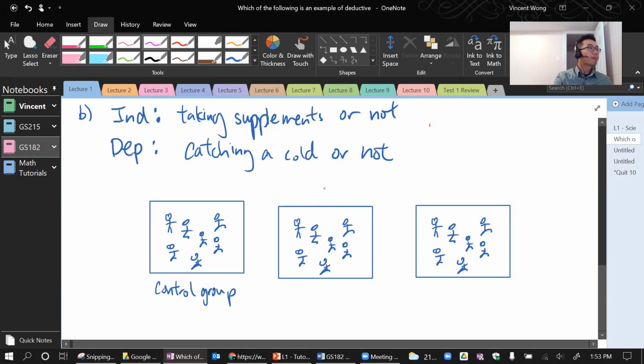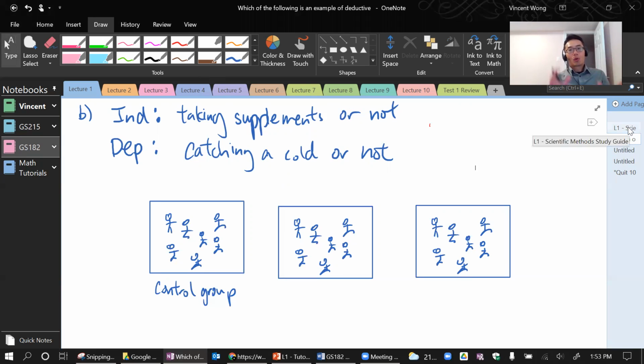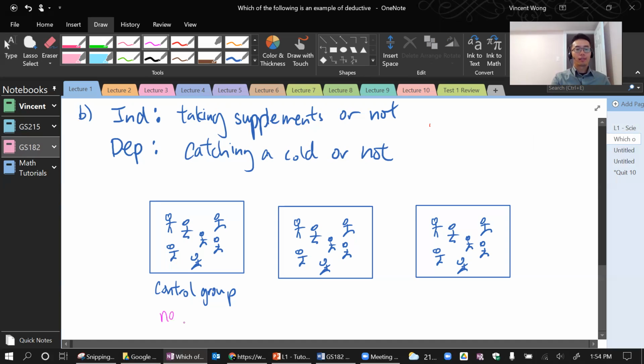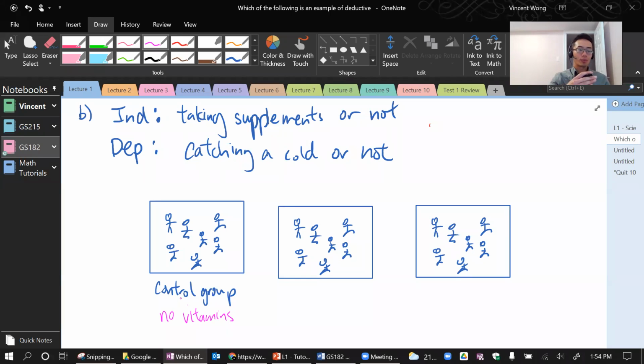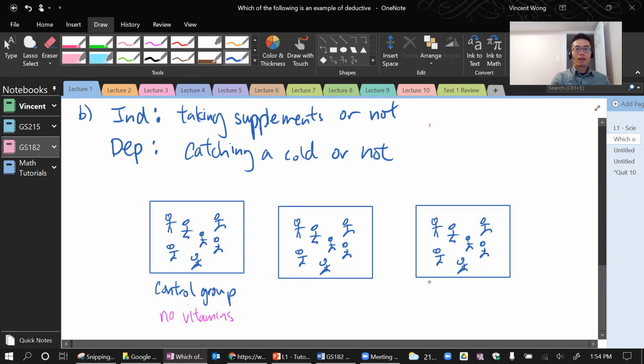Okay, so I have various answers here. Control group are the people who do not receive any treatment. Okay, they do not receive the change. So in this case, nothing. So no vitamins. That's the control group. The control group is the group that we will use to compare our results to. Okay, so nothing.